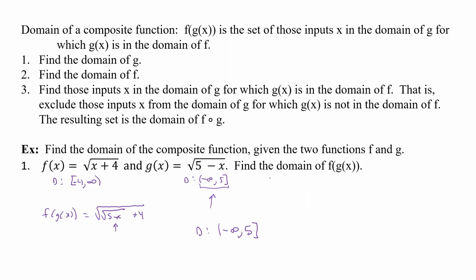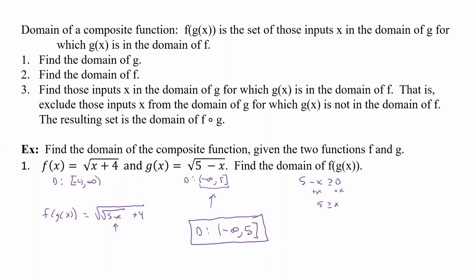Okay. And again, all we did was we set these like this. We added x, and so 5 is greater than or equal to x, or x is less than or equal to 5. And so when you do that, that's everything less than or equal to 5. And so that will be our domain of the composite function of f here and g here.